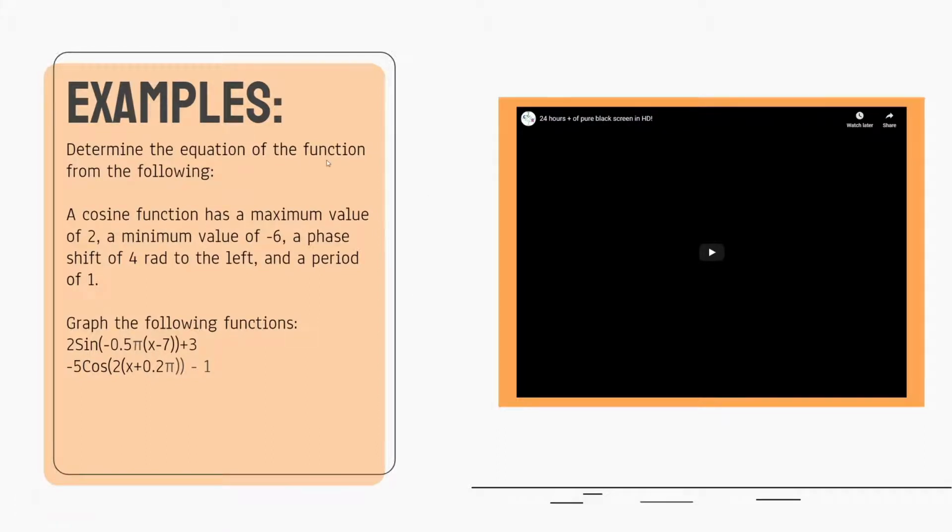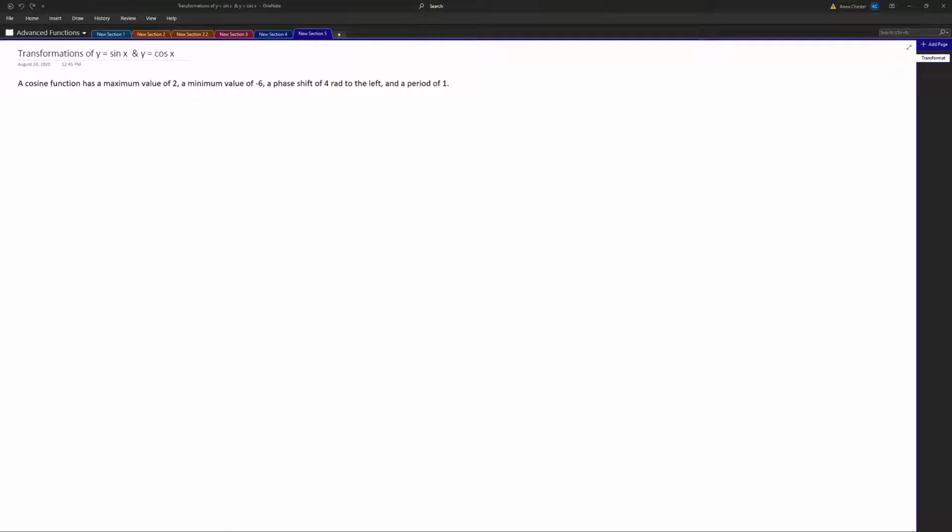First of all, we need to determine an equation for the following. A cosine function has a maximum value of 2, a minimum value of -6, a phase shift of 4 rad to the left, and a period of 1. And then we need to graph the following functions. So let's do that. Okay, so let's look at this question.